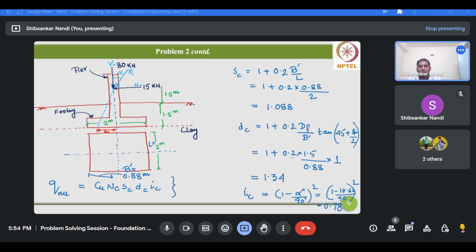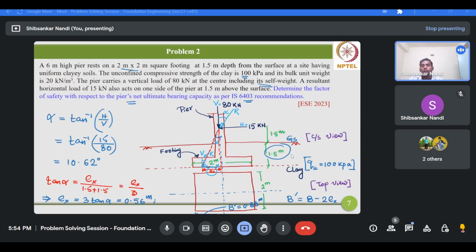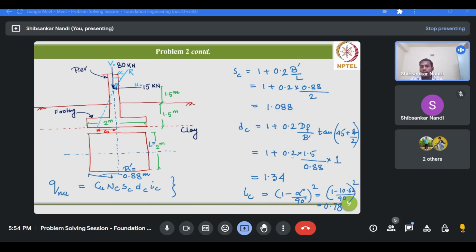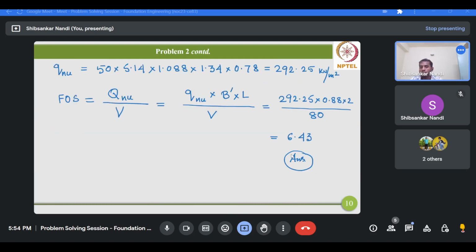Now, in this question, only the factor of safety against bearing is asked to be determined. Now, what if the factor of safety against sliding is to be determined? Then how can we determine the factor of safety against sliding? So this is the factor of safety against bearing. Now, if you need to determine the factor of safety against sliding, then what would be your answer?